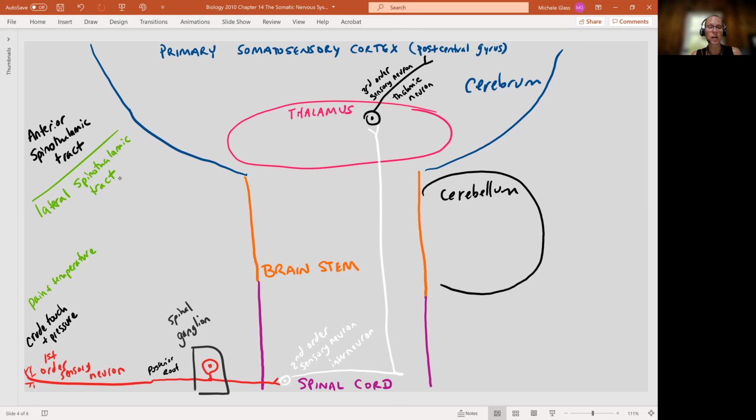It's pain and temperature traveling together in that first order sensory neuron, which is part of the spinal nerve, coming into the posterior root, coming into the spinal cord and synapsing onto the second order sensory neuron. And it's the second order sensory neuron that crosses at the spinal cord level and then ascends up to the thalamus, where it synapses onto the third order sensory neuron or thalamic neuron. And it's the job then of the third order sensory neuron or thalamic neuron to direct that information to the correct part of the primary somatosensory cortex for processing.